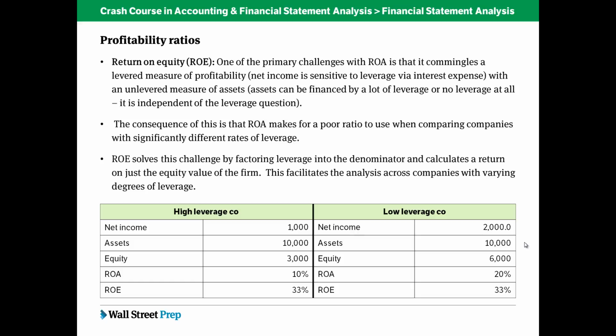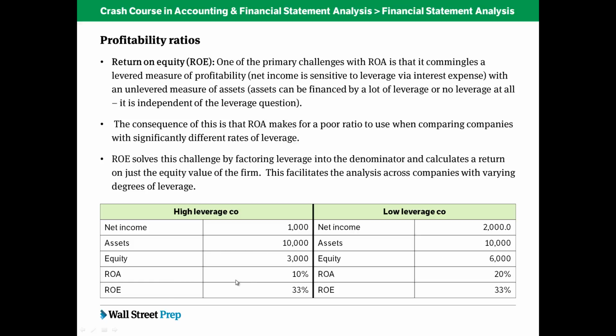Down below, we show a little table where we compare two identical companies, the only difference being that one is highly levered and the other has low leverage. I'm going to look at return on assets first. Imagine two identical companies: one has high leverage, so interest expense is taking a big chunk out of its profitability, and the low leverage company doesn't have interest expense taking a big chunk out of its net income. They both have the same amount of assets, 10,000, because they're identical operationally, but because this company is highly levered, it has less equity compared to debt, and this one has more equity compared to debt.